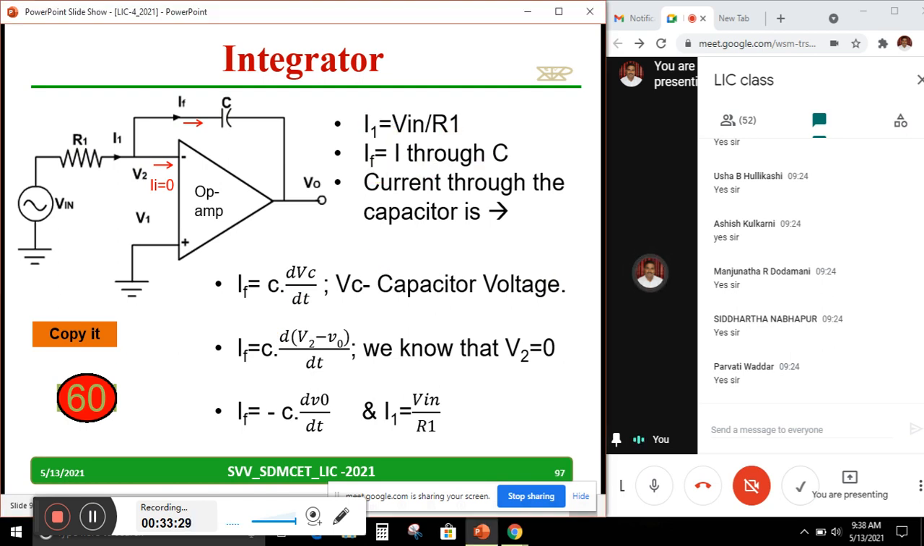I1 equal to Vin divided by R1. IF is the current through the capacitor C. All of you know the current through the capacitor is given by C dVc by dt, where Vc is the capacitor voltage. It is given by the voltage drop across these two, V2 minus V0. But V2 is 0, hence IF equal to minus C dV0 by dt, and I1 equal to Vin divided by R1. Copy down the equations.